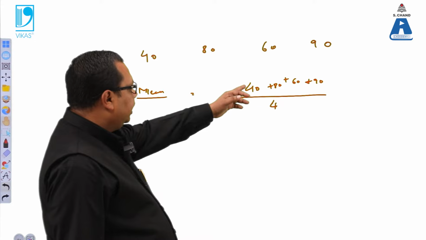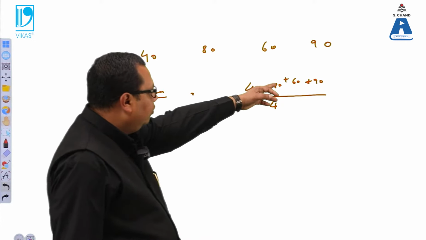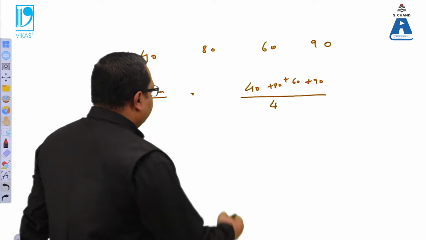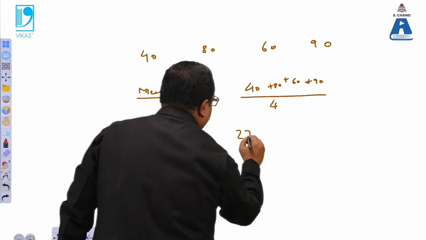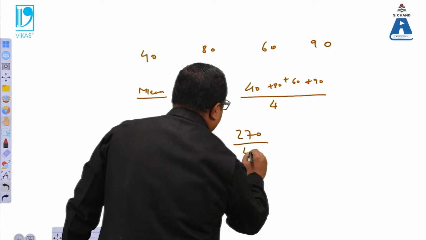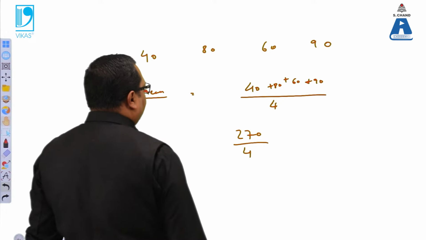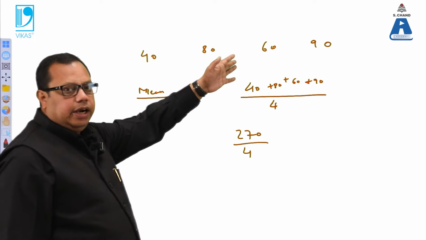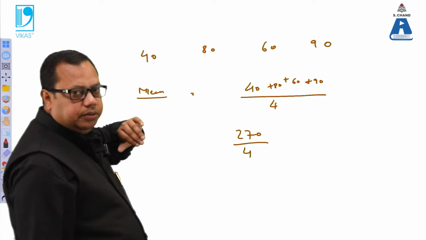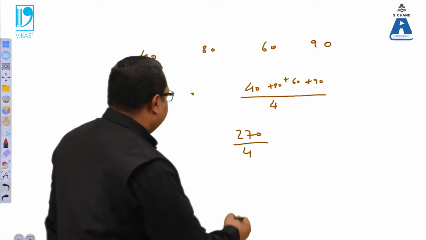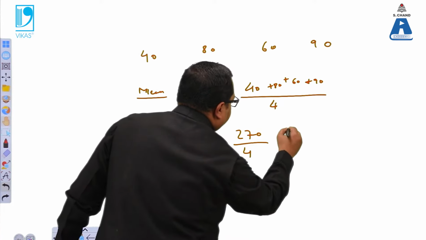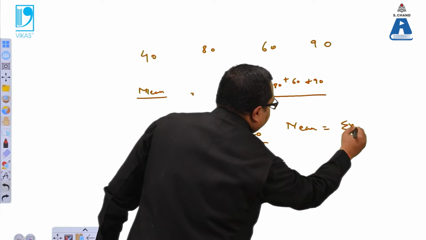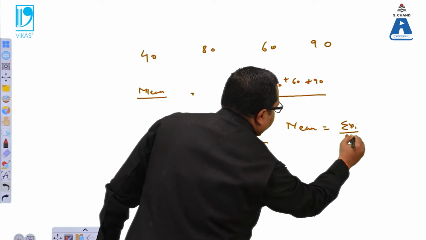So it will be 40 plus 80 is 120, plus 60 is 180, plus 90 is 270, and then 270 by 4. When we calculate it, this is the particular mean. First we add all the data and divide it by the number of terms. The mean is denoted by summation of xi over n.